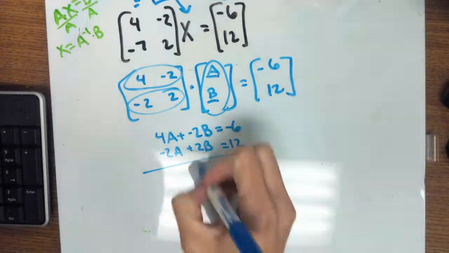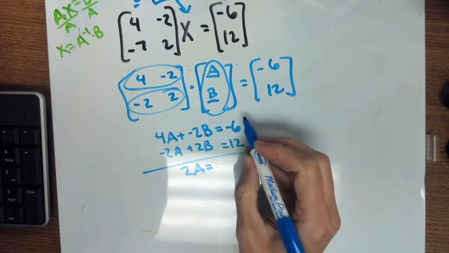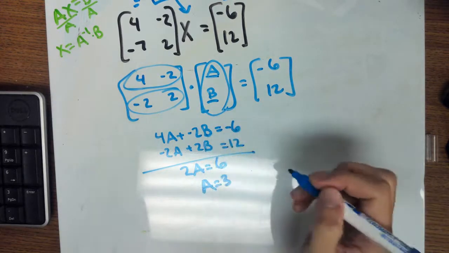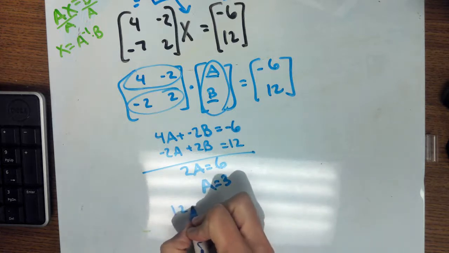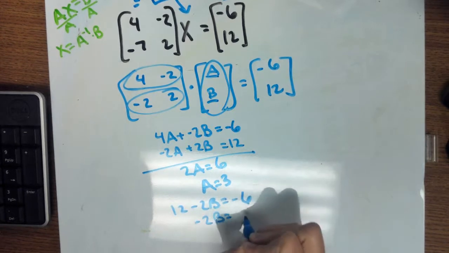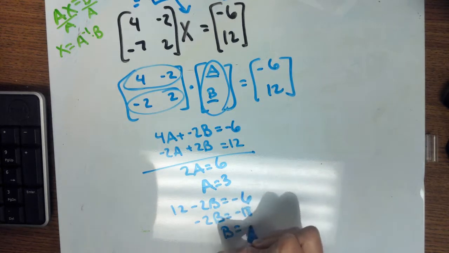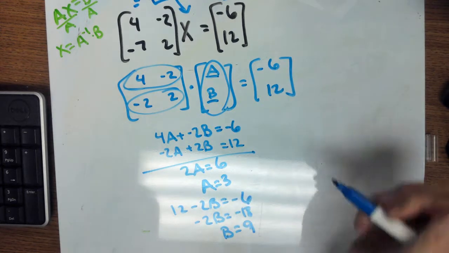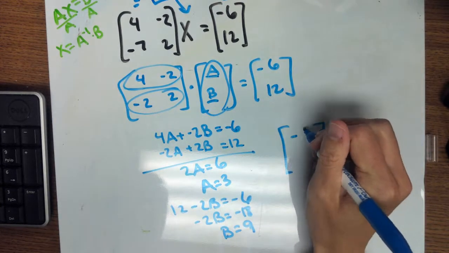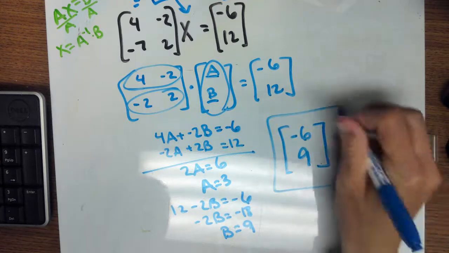But cancels, we got 2A equals 6, so A equals 3. Then if I plug that back in, 12 minus 2B equals -6. -2B is -18, so B is 9. So then if I go through, I have to remember my final answer is a matrix, and I have to plug that back in. So 3 and 9, and that's the same answer we got.